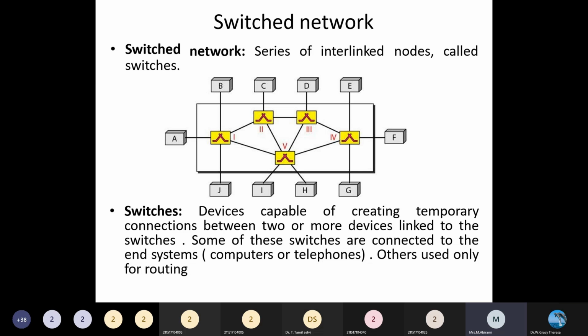Here in this figure, the switches are connected through a path, from sender to receiver, A to F. All the switches are labeled as nodes. The series of interlinked nodes are called switches. So, the next slide.